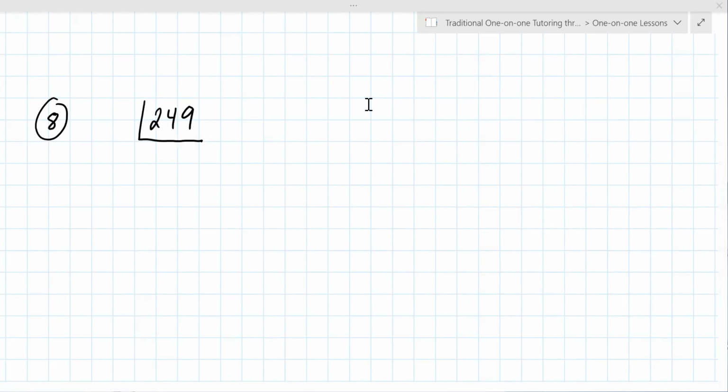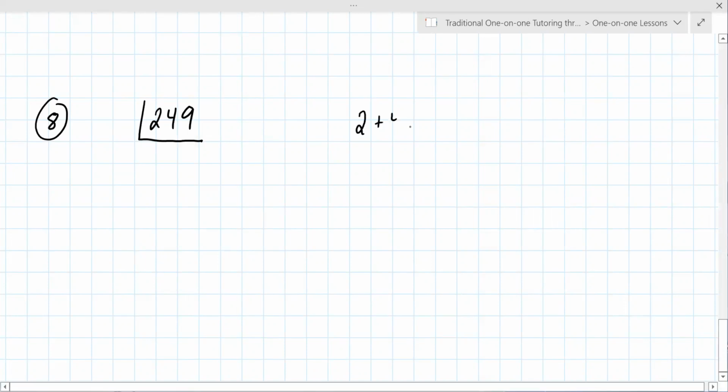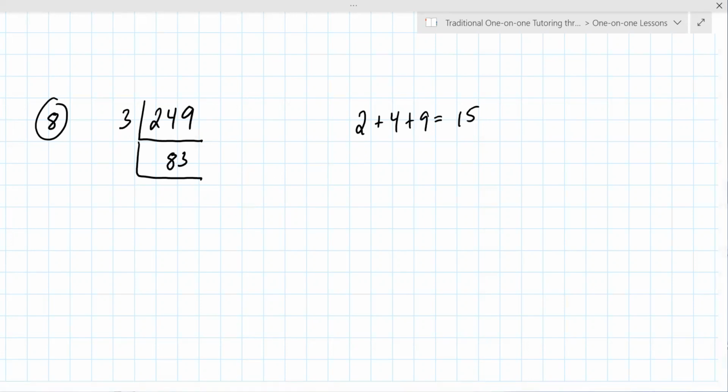So 249, 2 does not work because it's not even. So you try 3. 2 plus 4 plus 9, which is 15. So this one is divisible by 3 because 15 is a multiple of 3. And that's where, again, you may have to come off to the side and do your long division. I'm helping out here because obviously we want to move through this a little bit, but that's what you would have to do, come off to the side and do that.